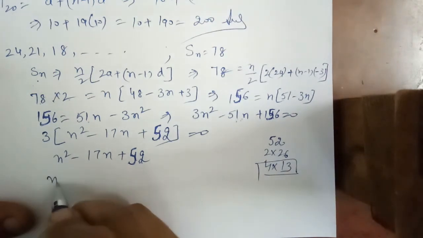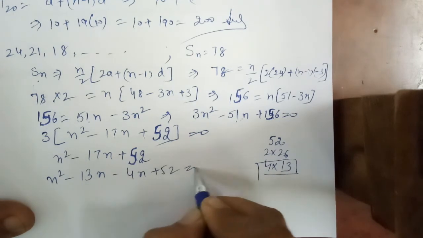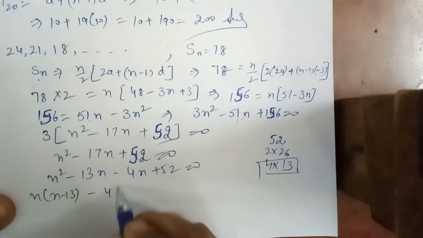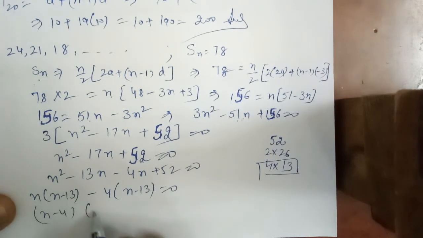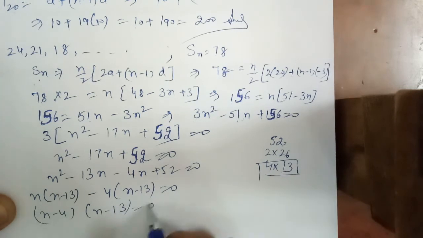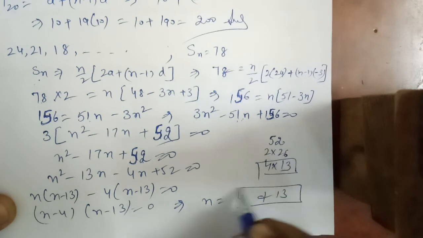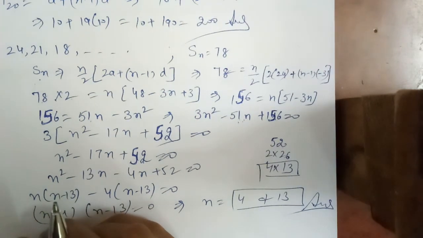Splitting the middle term: n square minus 13n minus 4n plus 52 is equal to 0. n into n minus 13 minus 4 into n minus 13. So n minus 4 into n minus 13. What is the value of n? 4 and 13. It should be the answer of this question, 4 and 13.